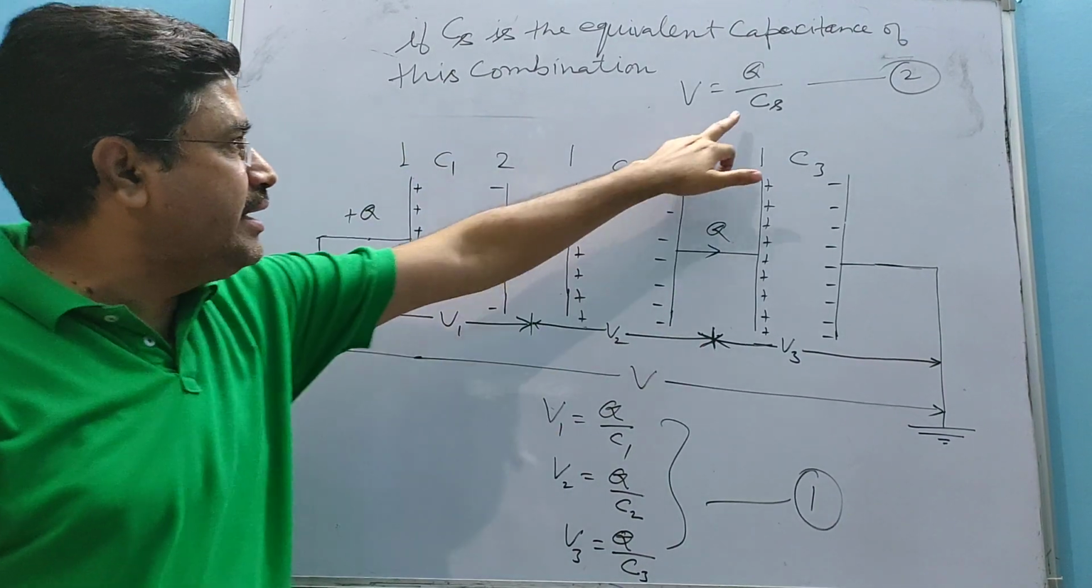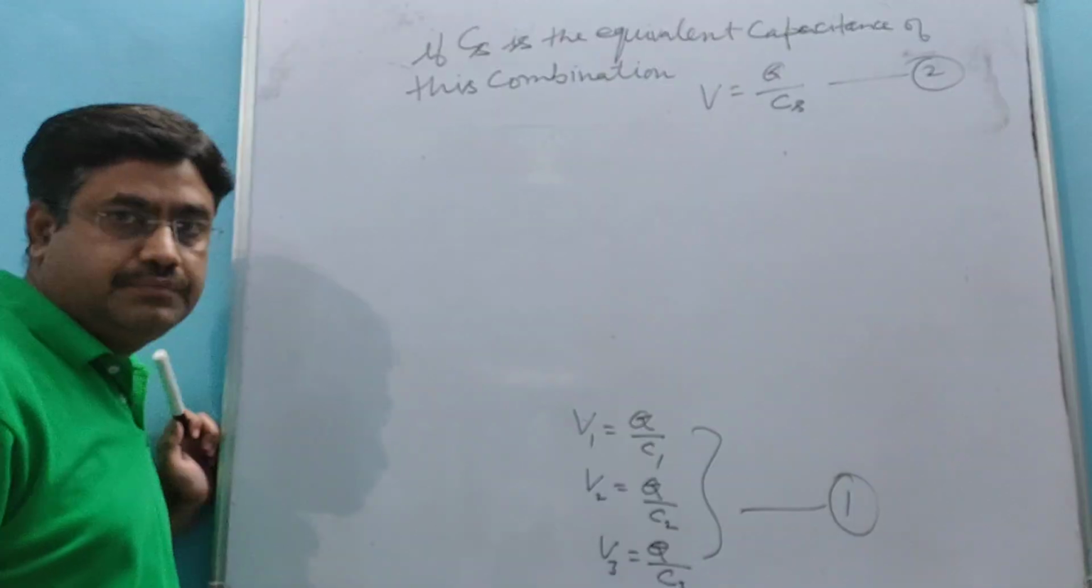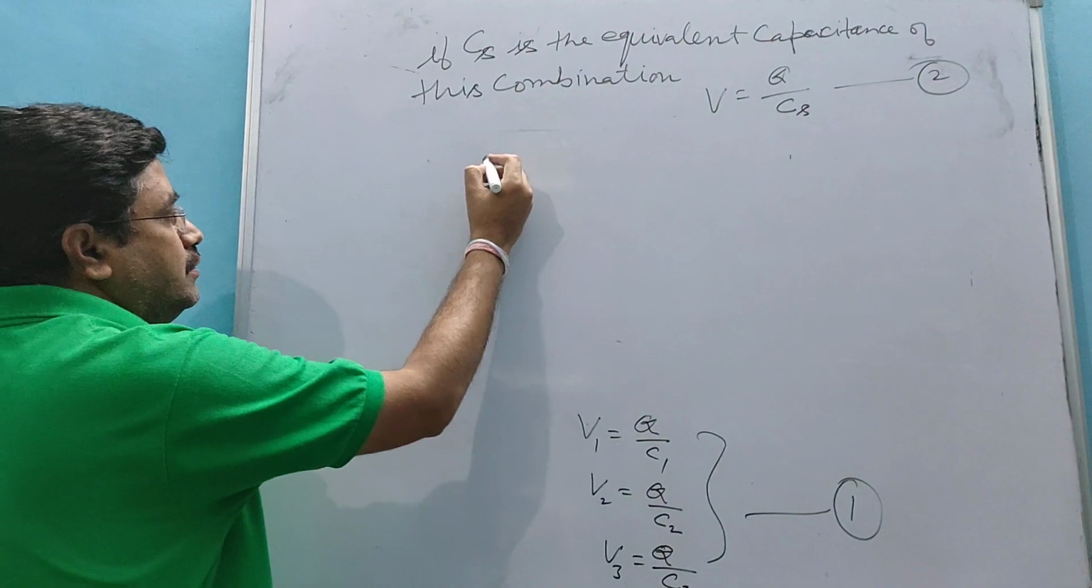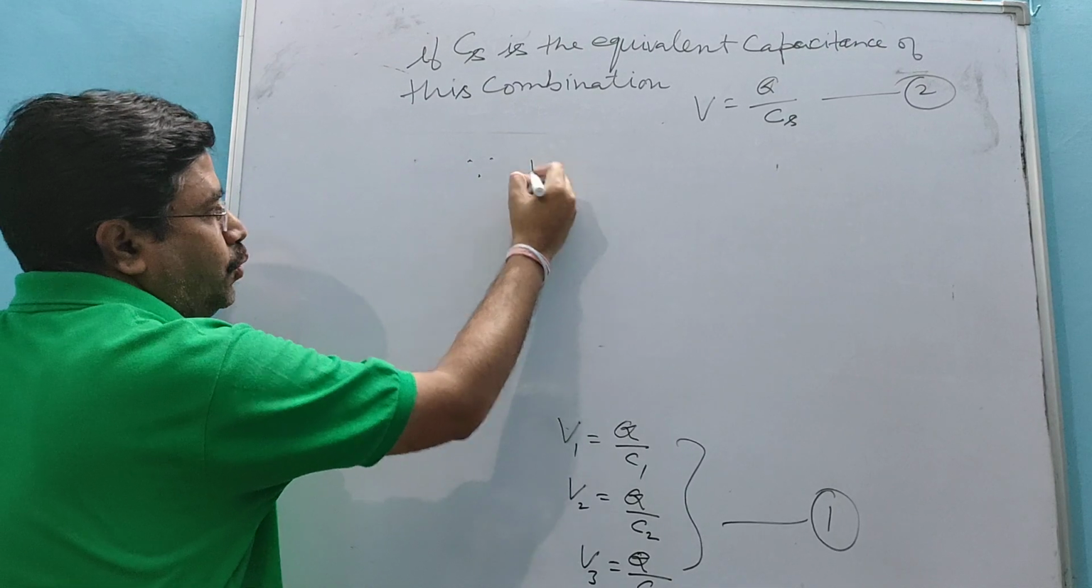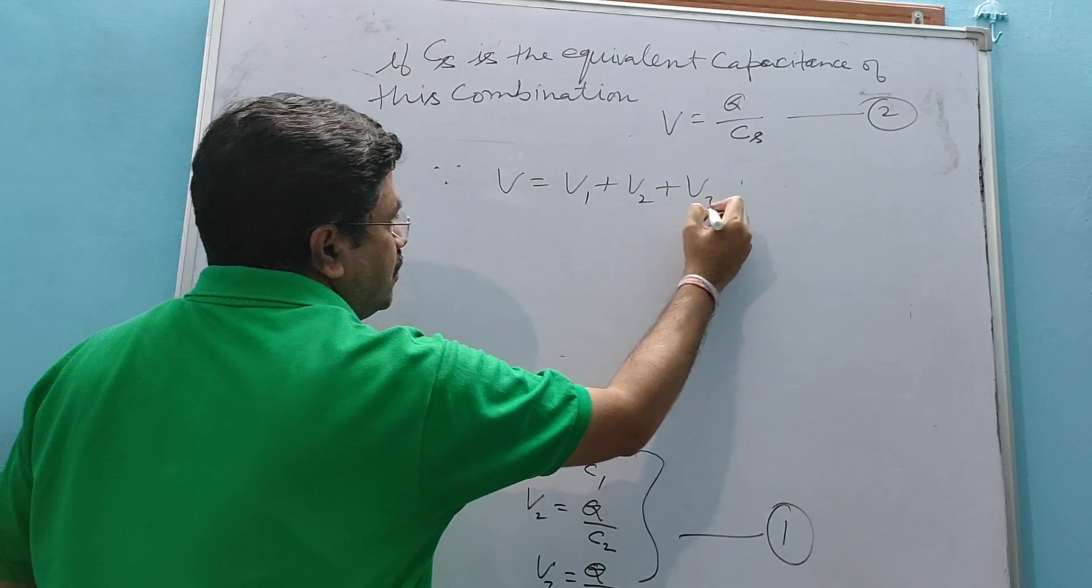In place of these three, what have we written? Cs. So we can write V equals Q upon Cs. Since V equals V1 plus V2 plus V3.